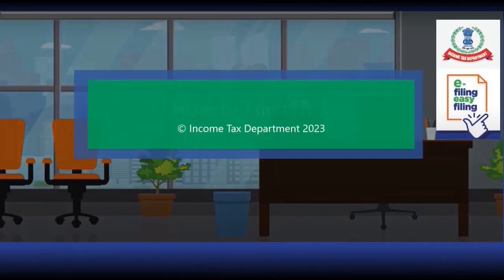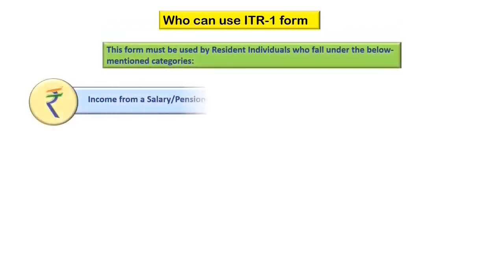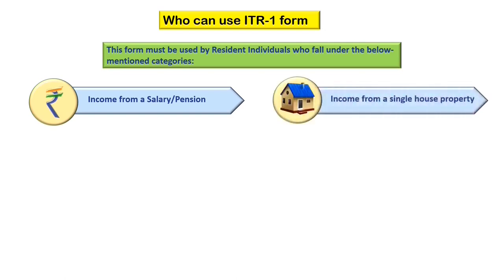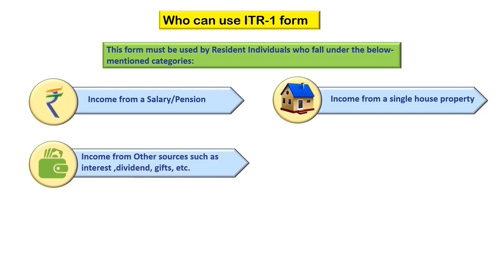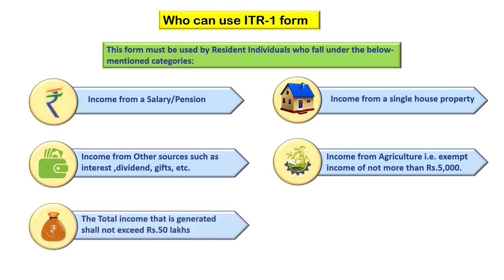This video is on how to file ITR-1. ITR-1 form can be used by resident individuals who have income from salary or from pension, income from a single house property, income from other sources which may include interest income, dividend income or income from gifts, etc., income from agriculture which is not more than rupees 5,000, and the necessary precondition is that the total income generated from all the above sources shall not exceed rupees 50 lakhs.